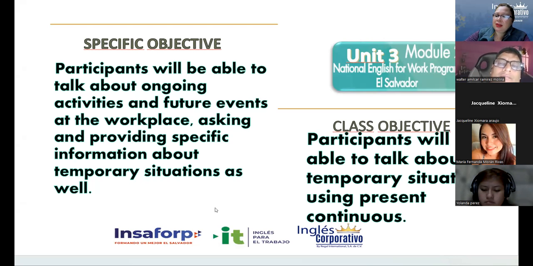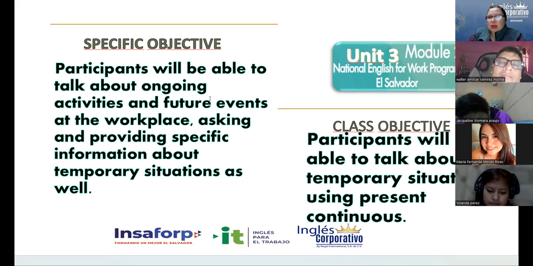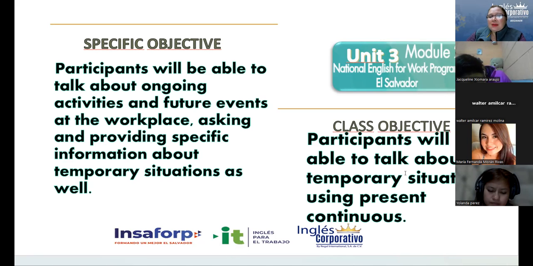Remember that we said that the present continuous has more uses. So the present continuous has different uses. Firstly, we use it to talk about a future event. And then we use the present continuous with the most common usage, to talk about ongoing activities at the time that you're speaking. So now we are studying the temporary situation.